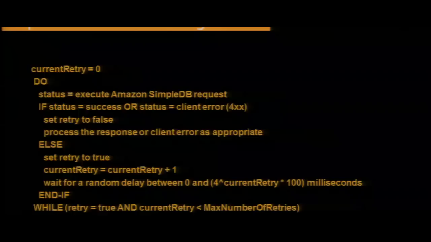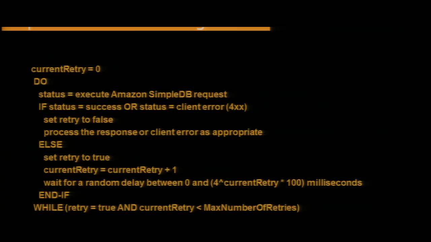So what's the approach here? One of the approaches is to use an exponential back-off algorithm. And this is one that was provided actually by the SimpleDB team that they recommend using in client-side transactions. Let me break it down for you really simply. Essentially what it's saying is, if I try and do a transaction and I'm successful or it's a client-side problem, I'll go deal with that on the client. But if I have a server-based failure, I'm going to back off. I'm going to back off for up to 400 milliseconds. And then I'm going to try again. But if I fail again, I'm going to back off again. And this time I'm going to wait 1600 milliseconds. I'll try again. And then I'll back off and wait 6400 milliseconds.